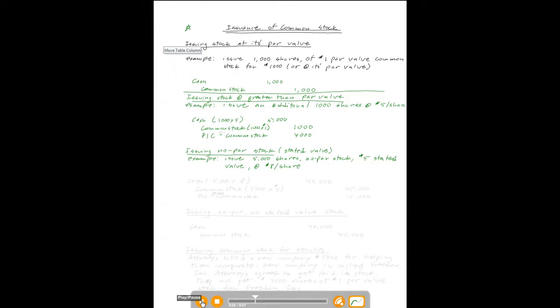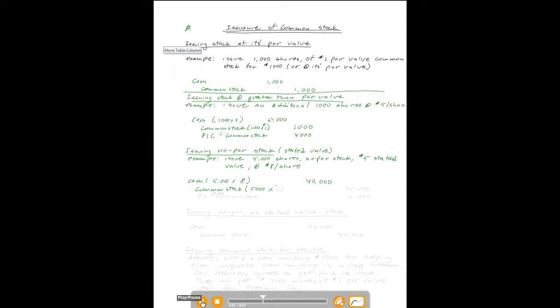Okay, another scenario is we issue no par stock, but it has a stated value. And you basically do the same as you did up here with par value, except that instead of writing paid in capital in excess of par, you would write paid in capital in excess of stated value. So we're issuing 5,000 shares, no par stock, $5 stated value at $8 a share. So we're going to debit cash for the 5,000 times the $8 a share, which is 40,000.